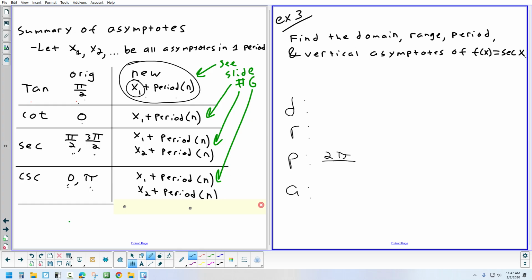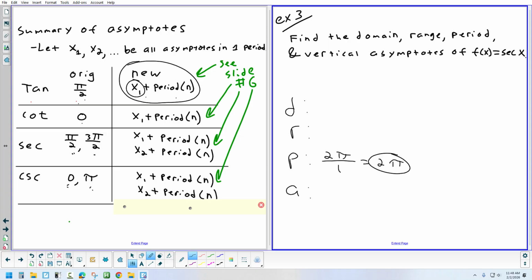And what's b in this case? B's a number. It's the number in front of x. 1, because there's no number. So period is 2 pi. There's no period change in this problem. In fact, there's no change in this problem. It's just basic secant.